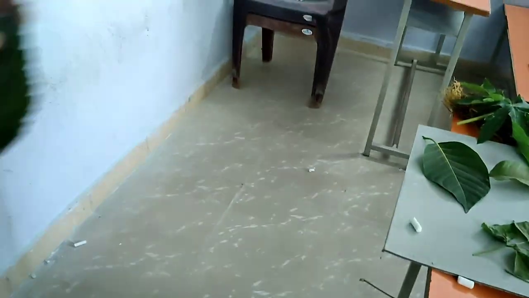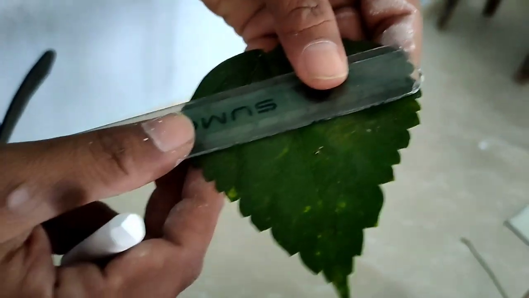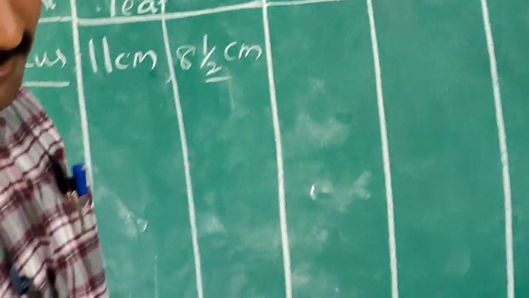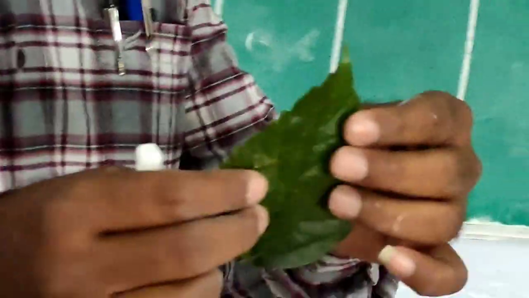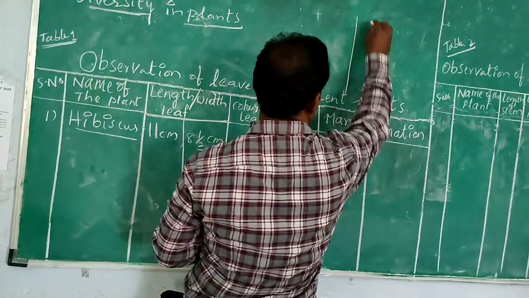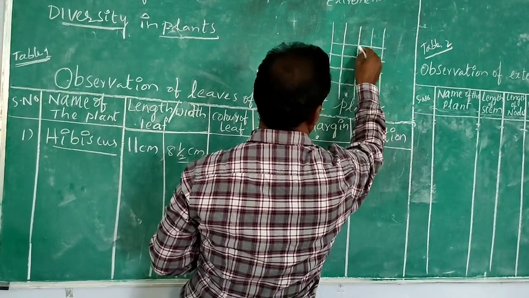This leaf size is nearly 11 centimeters. The length of the hibiscus leaf is 11 centimeters. But how to measure the width of the leaf? Just like that, from here to here, the width of the leaf is 8.5 centimeters. If you want accurate measurements, if you want to know the size or the area of the leaf, we must use graph paper. Already you learned in lower class, 7th class, just imagine this is a graph paper. Put a leaf here.